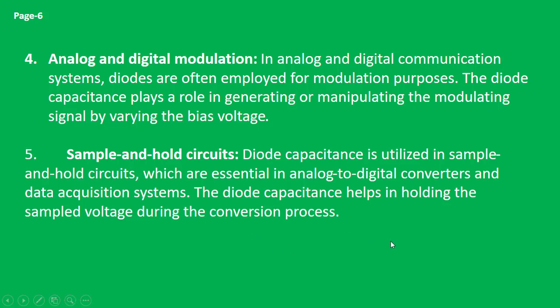When we are talking about the sample and hold circuit, from here onward your digital communication and signal processing, all these things start from this sample and hold circuit. In the sample and hold circuit also we require a capacitor, and the normal capacitors available in the market are getting replaced in commercial circuits with the diode capacitance.